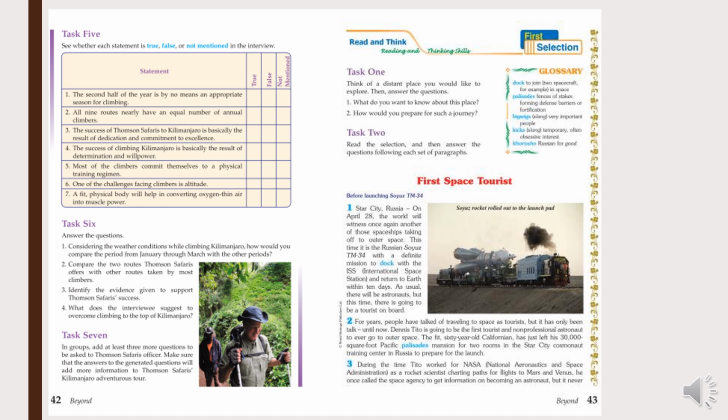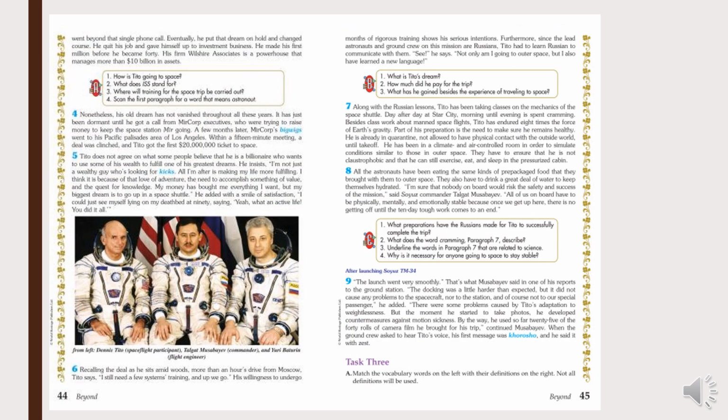Now, paragraph 3. During the same time, Tito worked for NASA, National Aeronautics and Space Administration, as a rocket scientist charting paths for the flights to Mars and Venus. He once called the space agency to get information on becoming an astronaut, but it never went beyond that single phone call. Eventually, he put that dream on hold and changed course. He quit his job and gave himself up to investment business. He made his first million before he became 40. So this man is a very rich man.